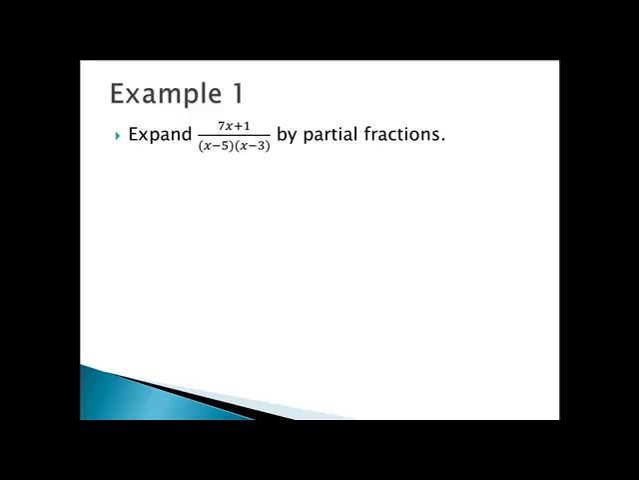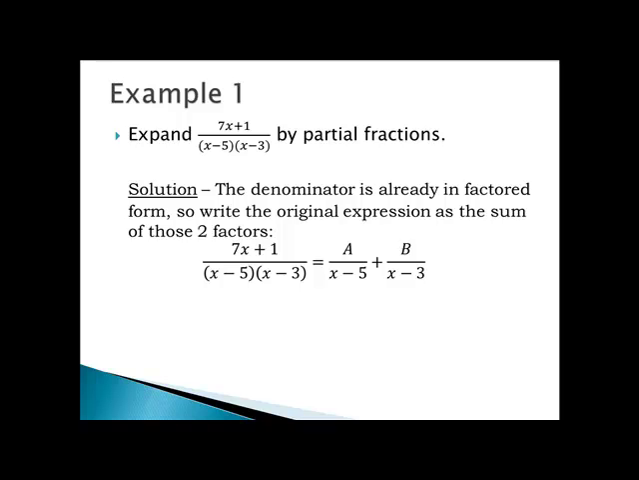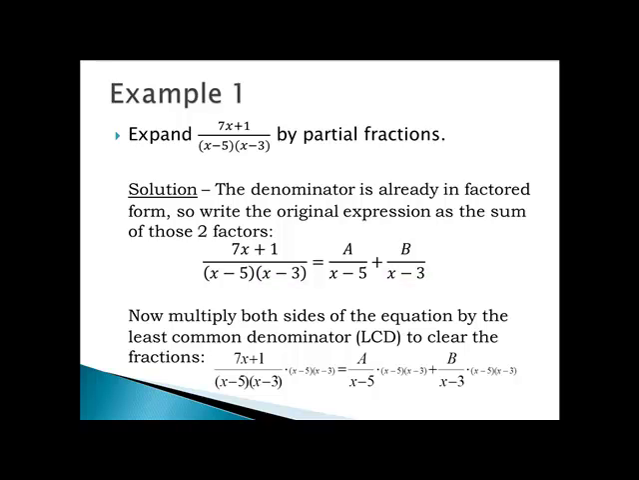We're asked to expand 7x plus 1 divided by the product of x minus 5 and x minus 3 using partial fractions. Well, we'll notice that our denominator is already in factored form, so we'll go ahead and rewrite the original expression as the sum of those two factors. We'll rewrite as a divided by the first factor, x minus 5, plus b divided by the second factor, x minus 3. Now we'll multiply both sides of that equation by the least common denominator so that we're able to clear the fractions. In this example, our least common denominator is the product of x minus 5 and x minus 3.